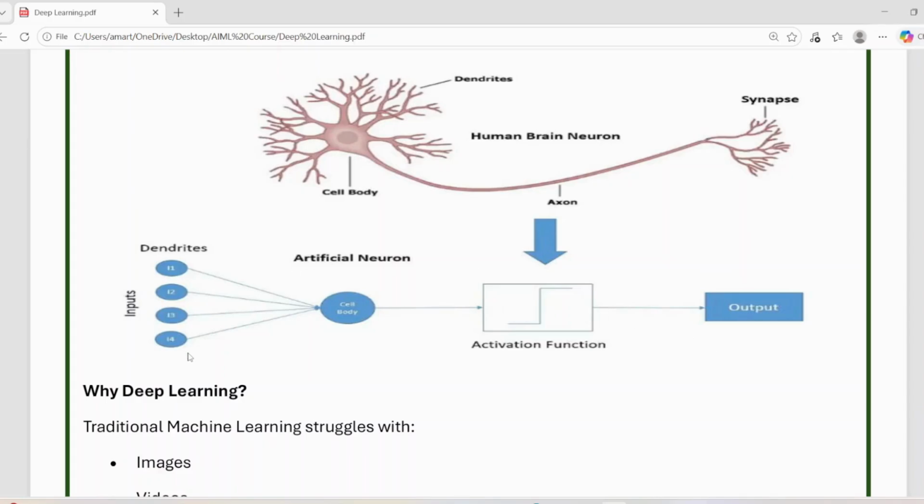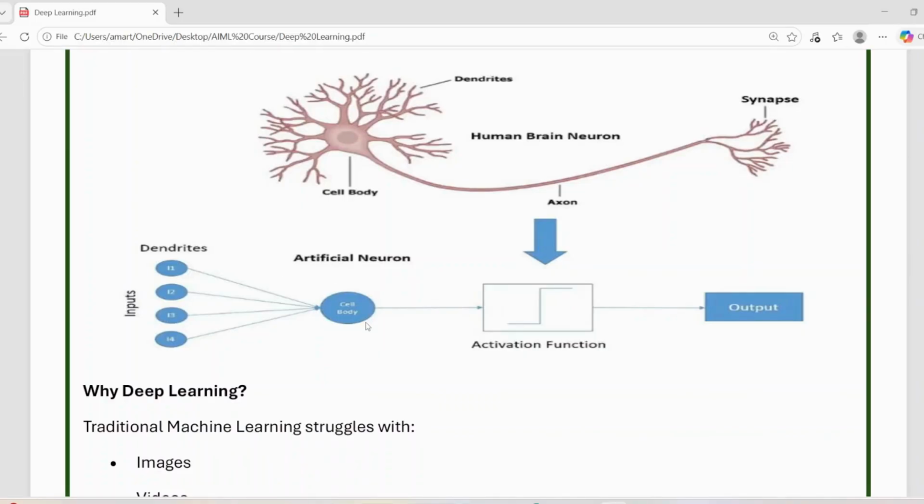Let's understand. This is I1, I2, I3, I4. These are your inputs. Suppose we are predicting a house price. I might have I1 as area, I2 as bedrooms, I3 as how old your home is, and I4 your location score. I might have these features. Suppose these are my inputs. That is your dendrites.